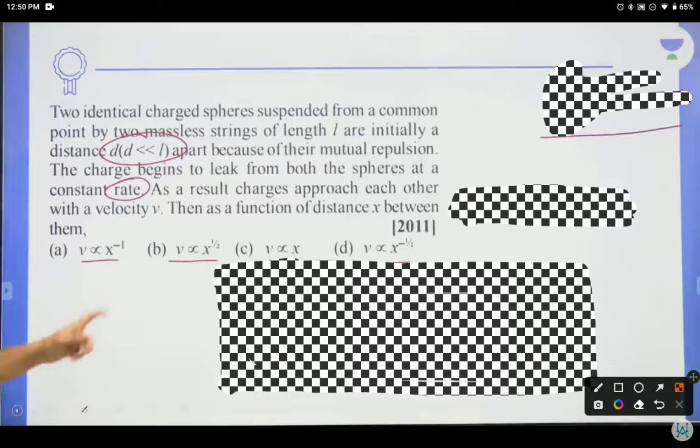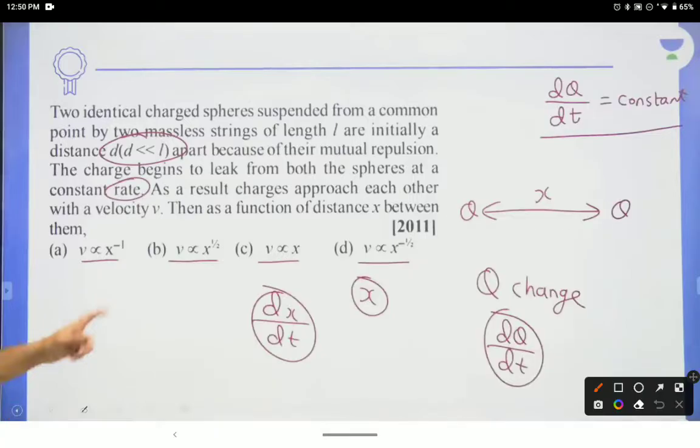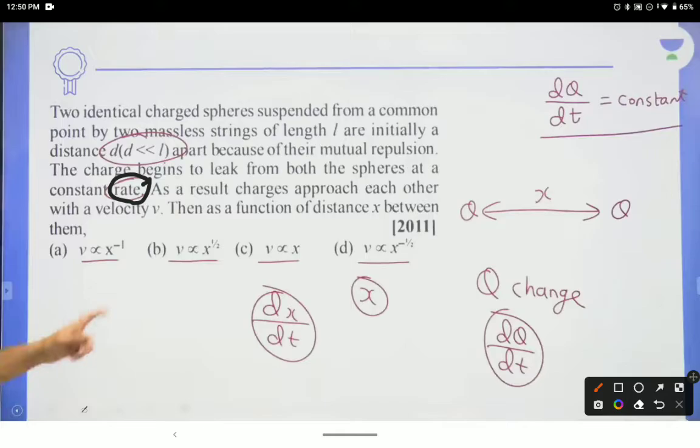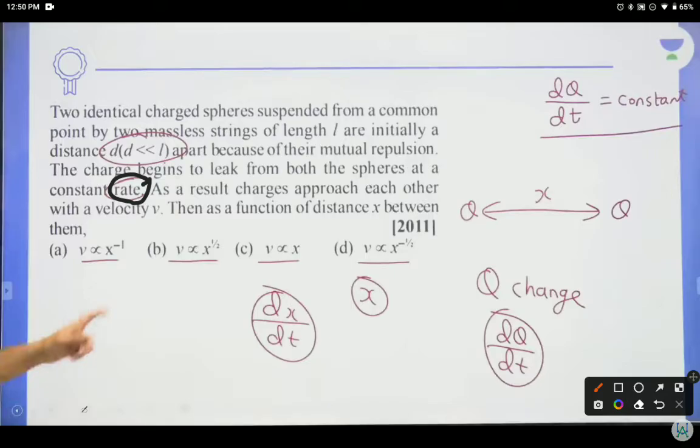Whenever you find the word rate in the question, that means it's nothing but differentiation. So dq by dt, constant rate of what? Charge. What is charge? dq upon dt is constant. It was given as a constant rate. So as a result, charges approach each other with the velocity v. That means those charges will approach each other.